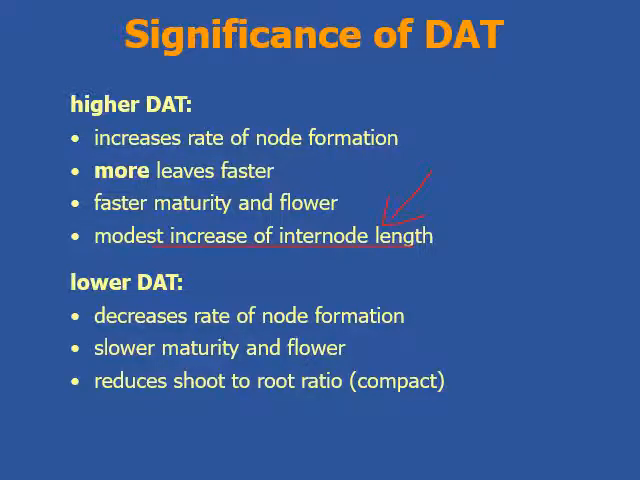Now, depending on the crop, this can be beneficial or it can be harmful. A lower daily average temperature, so that means cooler days and cooler nights, will decrease the rate of node formation, so fewer leaves, and they'll take longer to mature and flower, which is logical. This is kind of what we'd expect. And from a growth perspective, we also get more root growth. So when we talk about shoot to root ratios, it reduces it, which means we're getting more roots. So that's great for earlier stages in crop production. Maybe not so much when you're trying to finish a flowering plant.